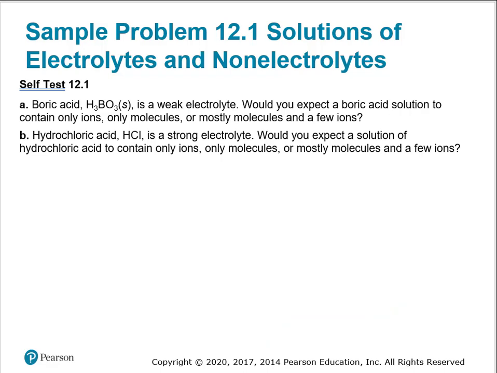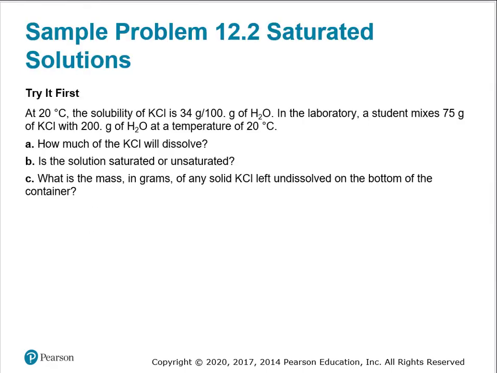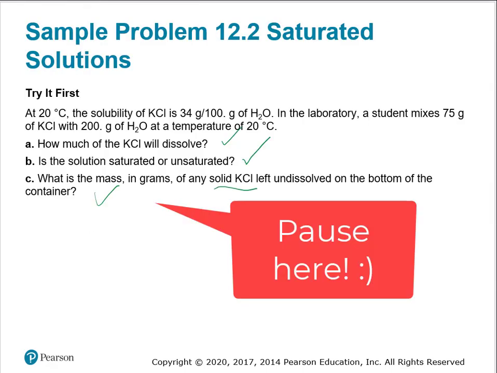Hopefully for part A, since we're told that it is a weak electrolyte, it would contain mostly molecules and a few ions. And hydrochloric acid is a strong electrolyte, so it would contain only ions. Let's look at the next sample problems. Pause the video here.